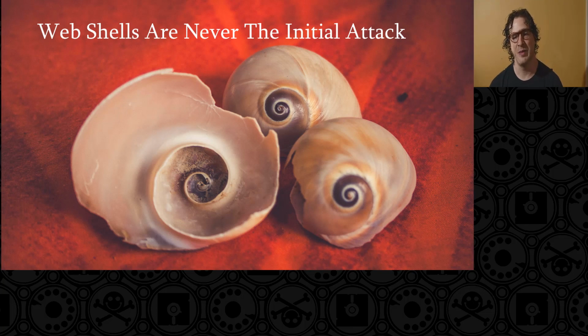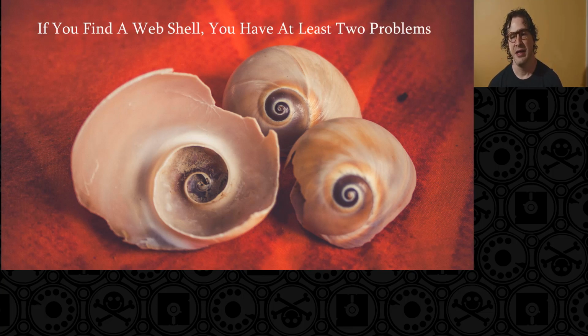One thing to keep in mind is that web shells are never the initial attack. If you find a web shell on a system, you have at least two problems.